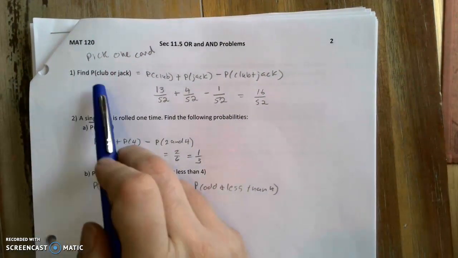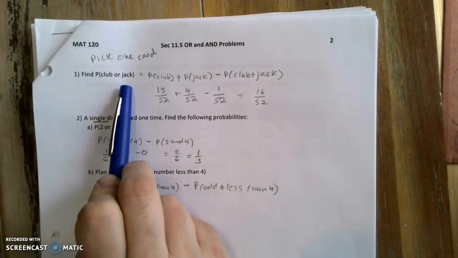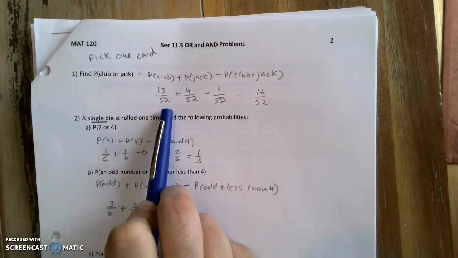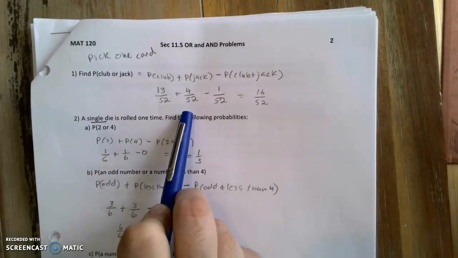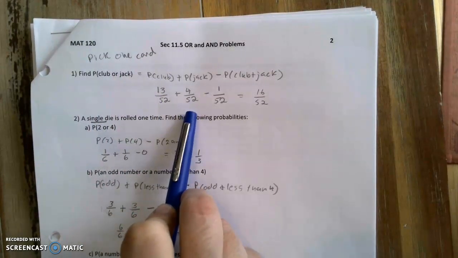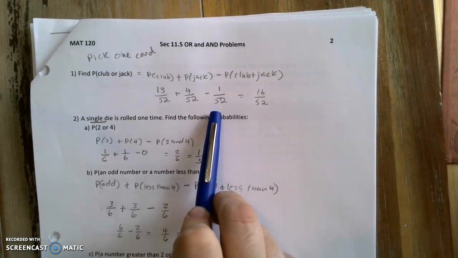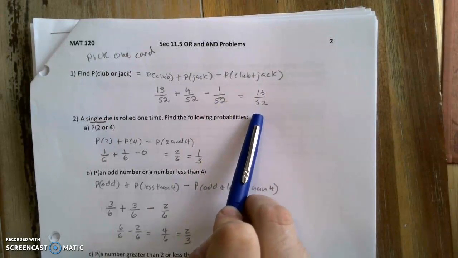We want to find the probability of a club or a jack. The probability of a club would be 13/52. The probability of a jack would be 4/52. And the probability of a club that's also a jack would be 1/52. So again, we end up with 16/52, like in the previous problem.